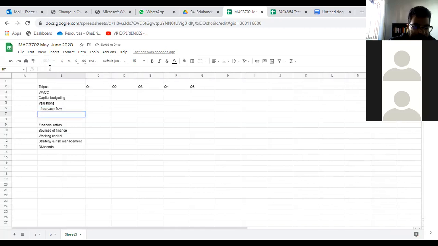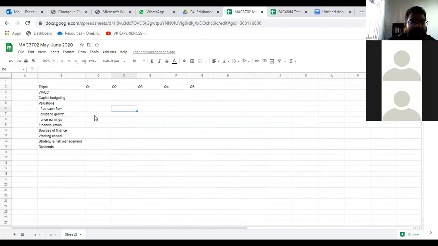You can have dividend growth. You can have this other one, price earnings. Okay, so now when I do my questions, I want to be able to tick off which ones are done.